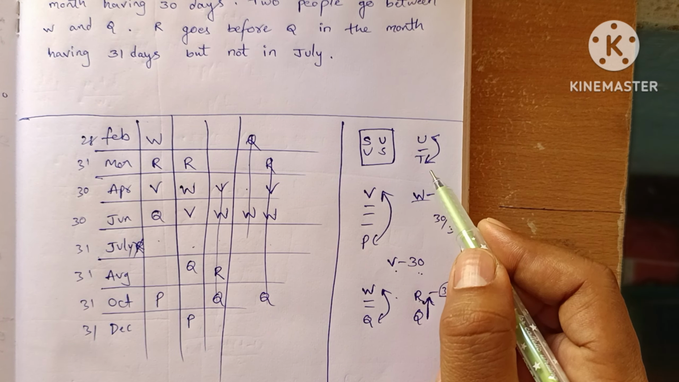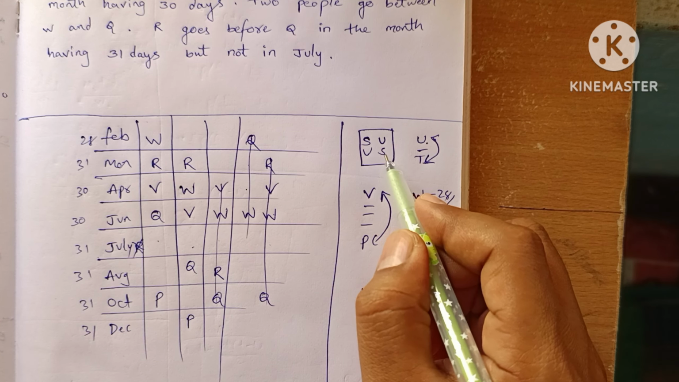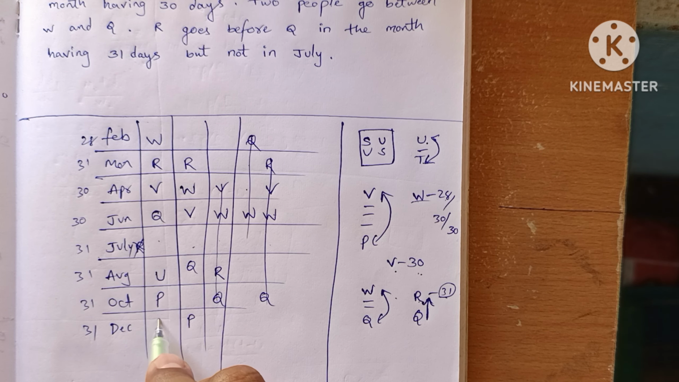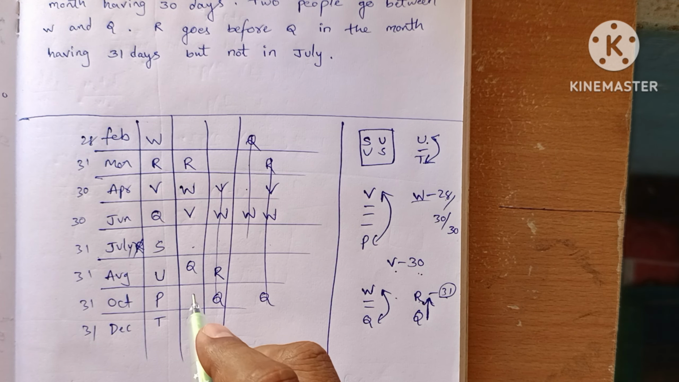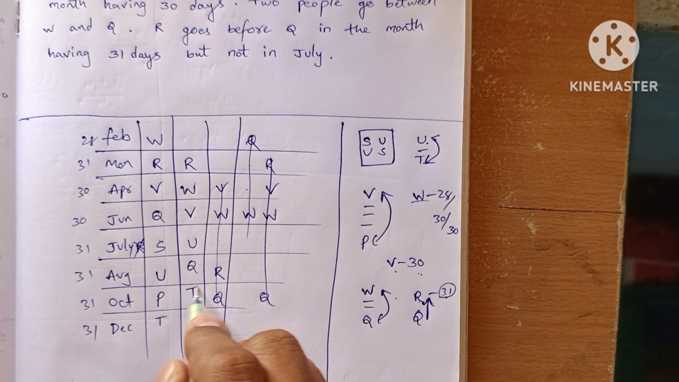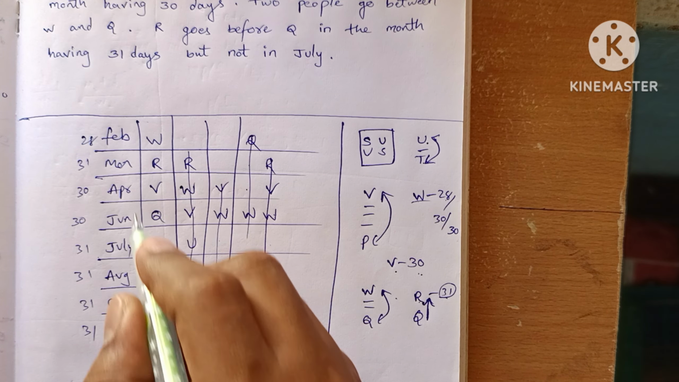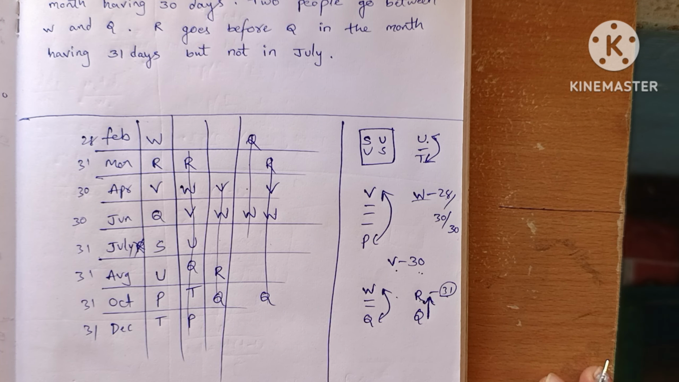Okay, next we have U and T. U and S are immediate neighbors. We take U and T here. S and U are immediate neighbors, so this one is true. In this case, it fails with the S. So this possibility also fails. Remaining with this one. This is the answer for our puzzle.